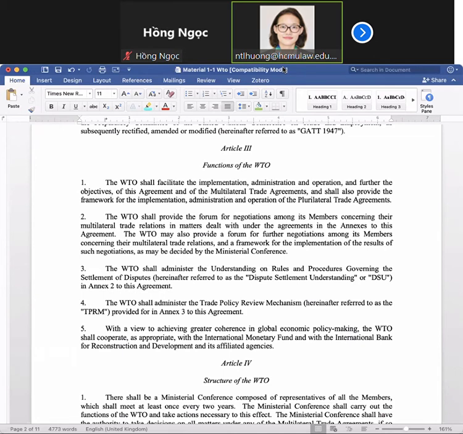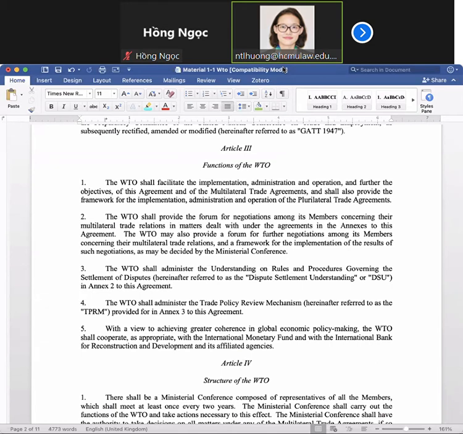The first and broadest function is to facilitate the implementation, administration, and operation, and further the objectives of this agreement, which means the Marrakesh Agreement, and also the other multilateral trade agreements under the system.